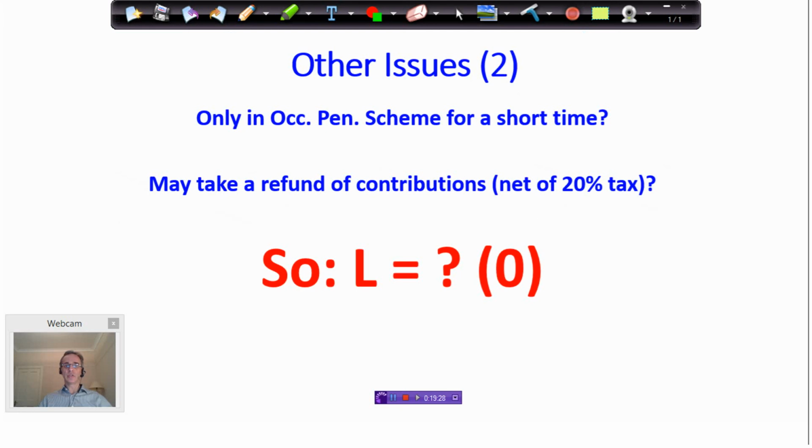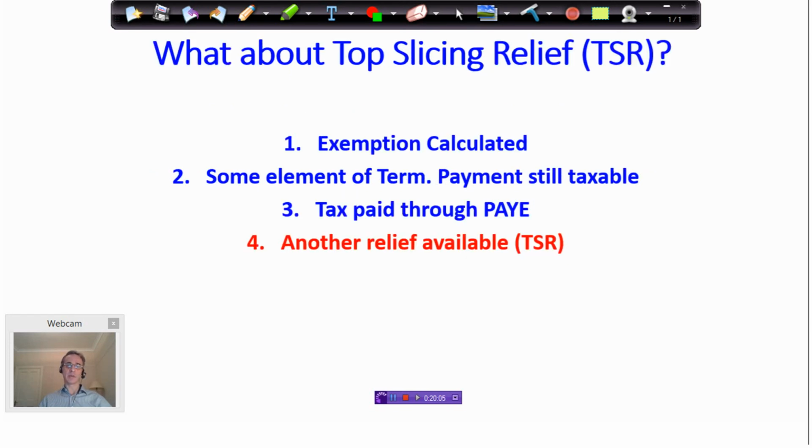So we've got to adhere to it. Just one other point: perhaps the individual has been in this occupational scheme only for a short time, and it may well be that the provisions of the scheme allow the individual to receive a refund of the contributions made, and in that instance they would be made under a deduction of 20% tax. But in that instance, in effect, L would be zero, because the pension scheme in effect wouldn't exist if we're refunding the contributions. Okay, so just watch out for that. Perhaps geared towards more a narrative style question than computational.